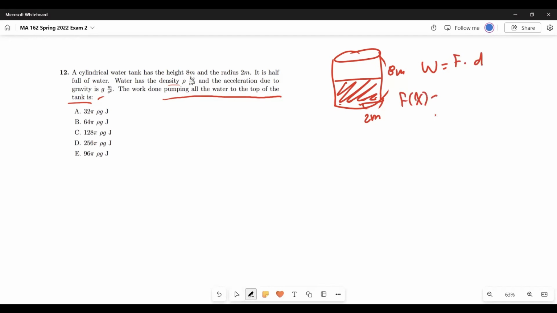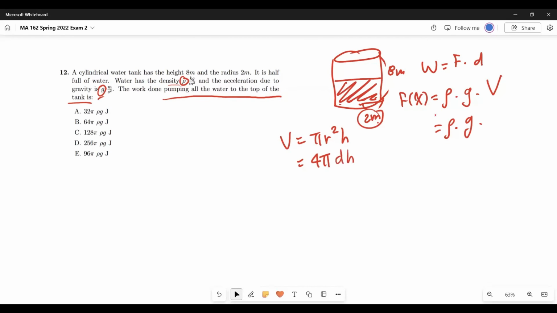The force in this case can be found by multiplying the density ρ, the gravity g, and the volume. ρg is already given, so we can just leave it like that. The volume of the tank is pi r squared times height, and the radius is 2 meters, so it's 4 pi. But we are not sure how much height is in there, so we put dh. So 4 pi dh, because even though it says it's half full, we don't know the exact height, it's a change of height.